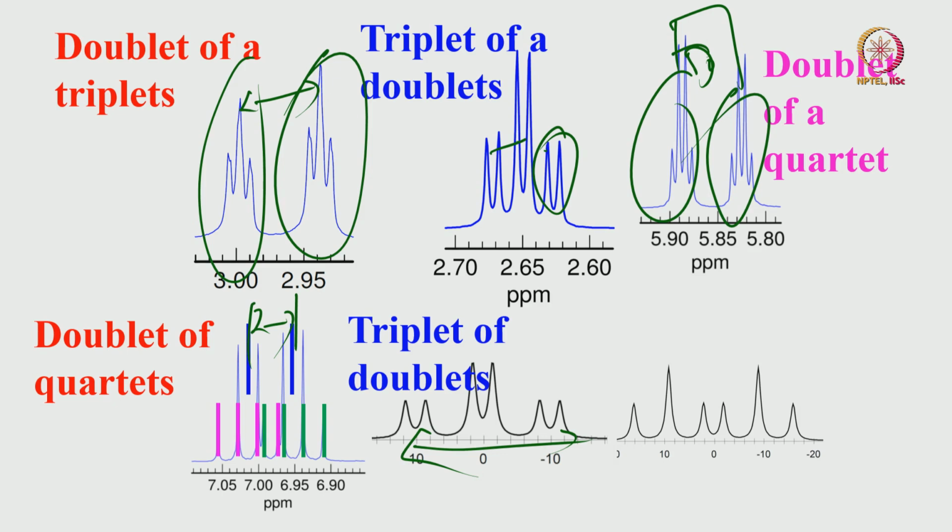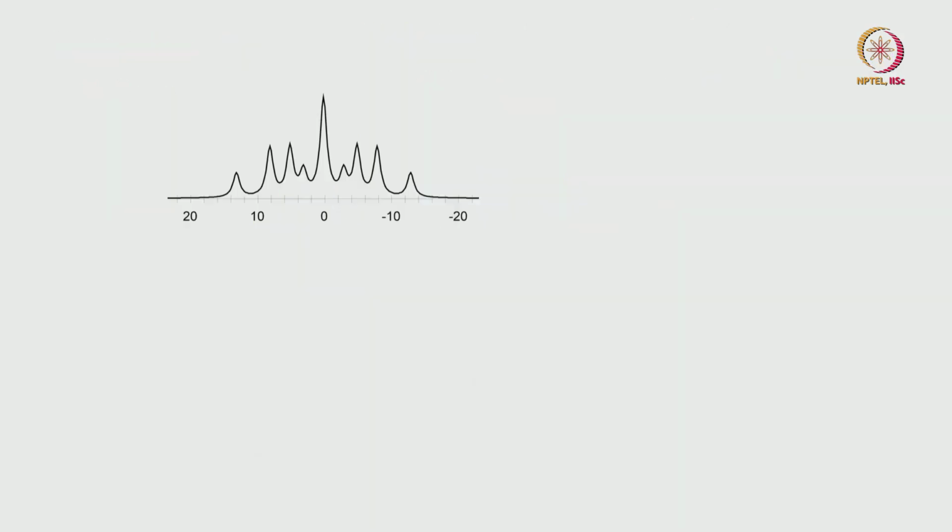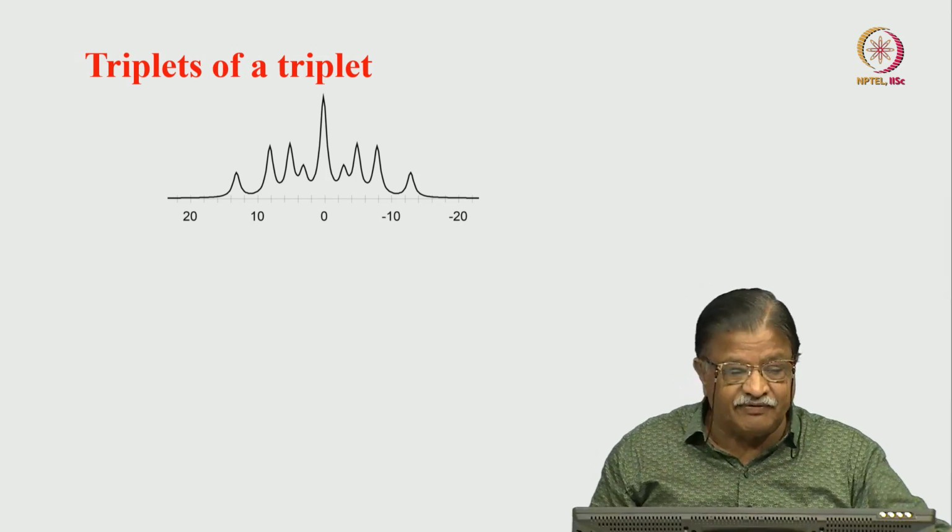This is another thing. Here this is triplet of doublet, but here it is doublet of triplet, because this is a large separation and each line is split into a triplet. The larger strength here is a doublet, the smaller coupling is a triplet, it is called doublet of triplets. This one, what about this one? If you carefully see, as you go now the complexity will become more and more, and you need to have some idea how to analyze. This is called triplets of a triplet.